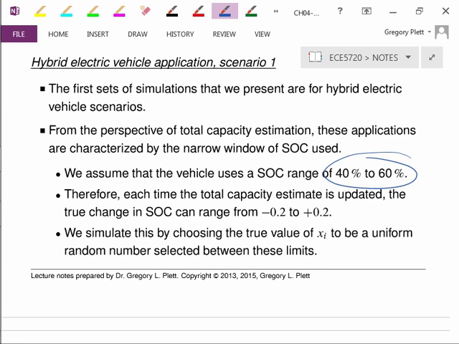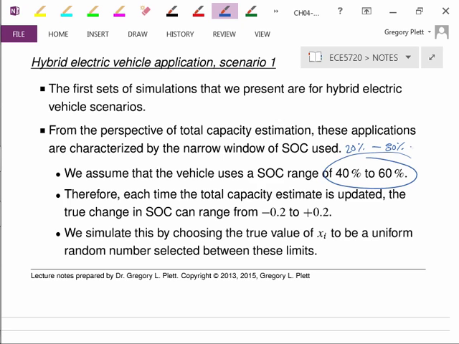In pure hybrids, it hasn't expanded all that much, but the most we would use in a hybrid today would be from 20% to 80%, as far as I have heard anyway. So that opened it up quite a bit. I mean, that's 60% versus 20%, and that actually would help, I think, the capacity estimation algorithms a little bit, as we'll see.